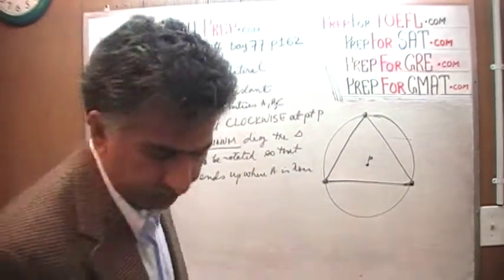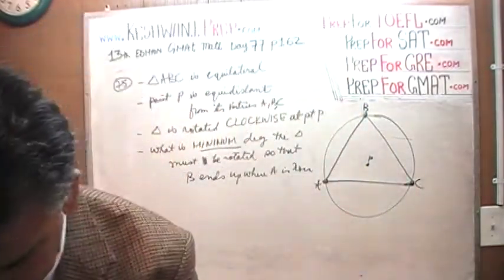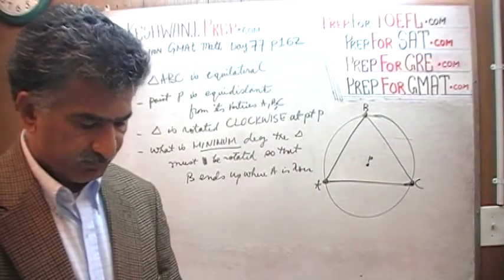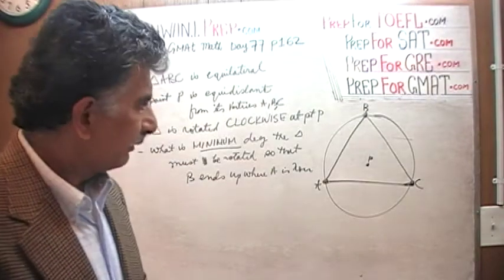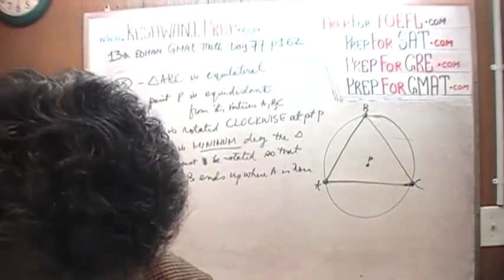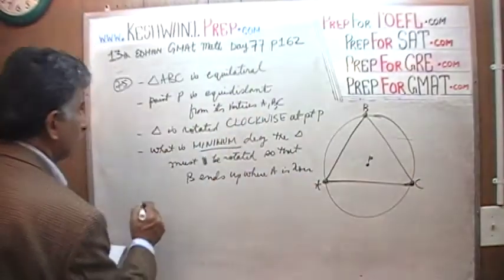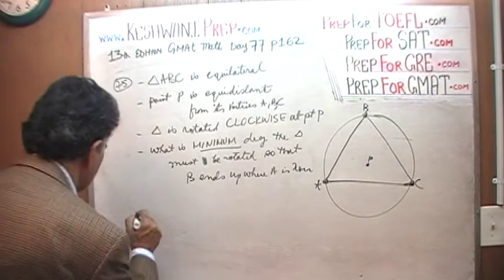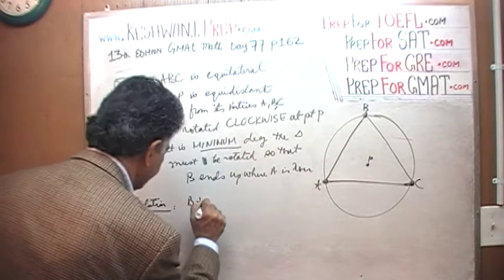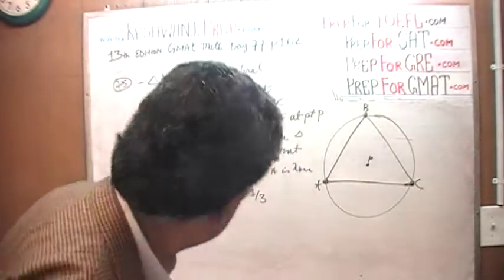And it is ABC. The question is, what is the minimum degree the triangle must be rotated so that point B ends up where point C is? Now it's very easy to see. From B to C, if we were to go from B to C, here's the solution. B to C is a third of a circle.